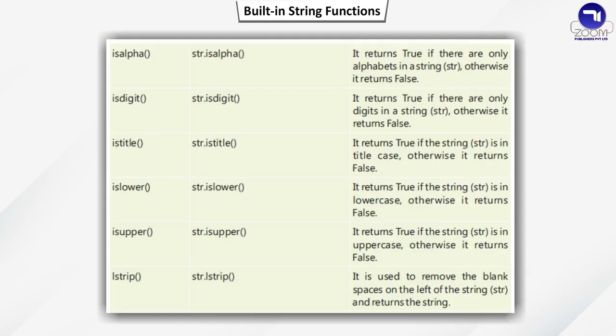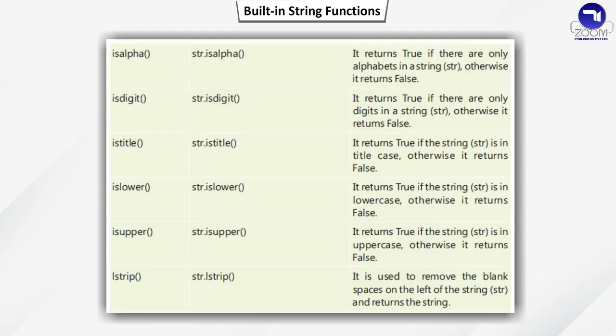Is_title. str.isTitle. It returns true if the string str is in title case, otherwise it returns false. Is_lower. str.isLower. It returns true if the string str is in lower case, otherwise it returns false. Is_upper. str.isUpper. It returns true if the string str is in uppercase, otherwise it returns false.